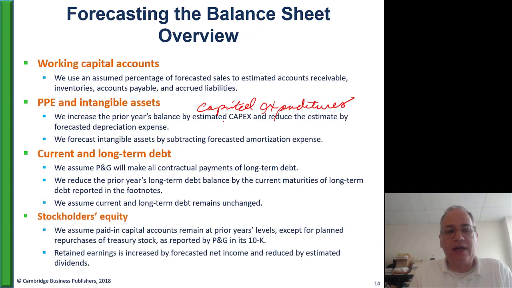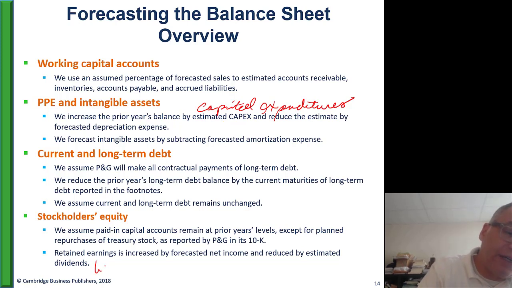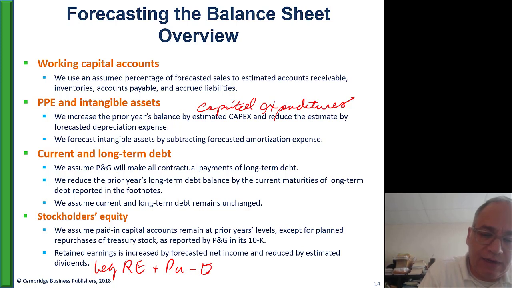Stockholders' equity paid-in capital, unless you know anything to the contrary, will probably stay the same. If they say they plan to purchase Treasury stock or they plan to issue stock, then you're going to need to add that in or subtract it. And then retained earnings follows the formula of beginning retained earnings plus net income minus dividends equals ending retained earnings.